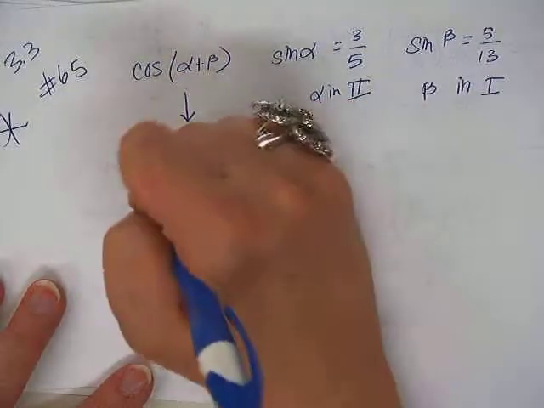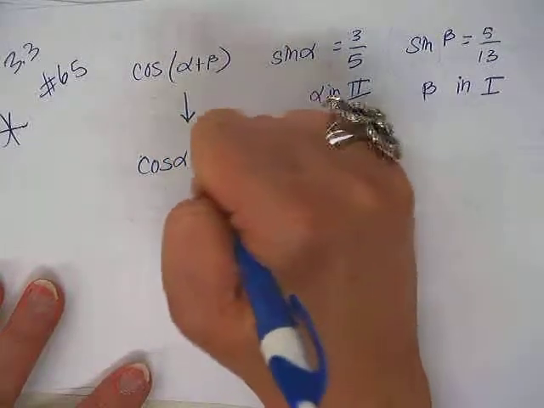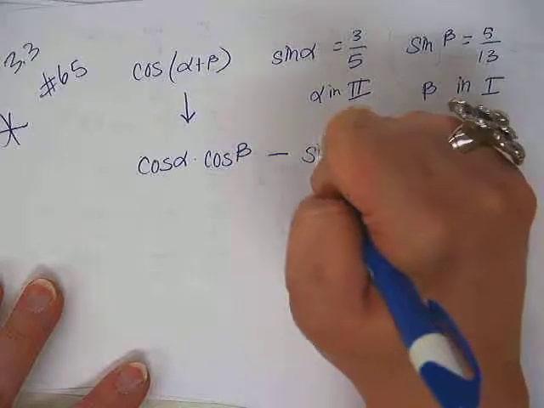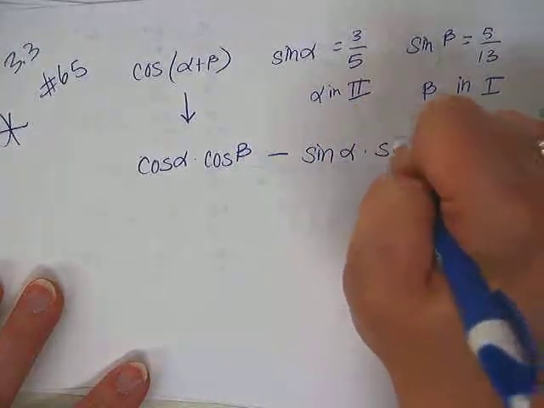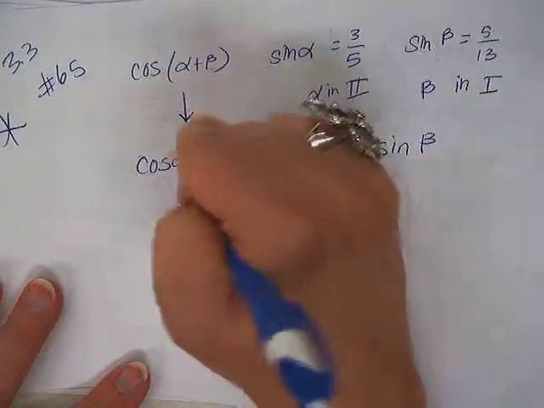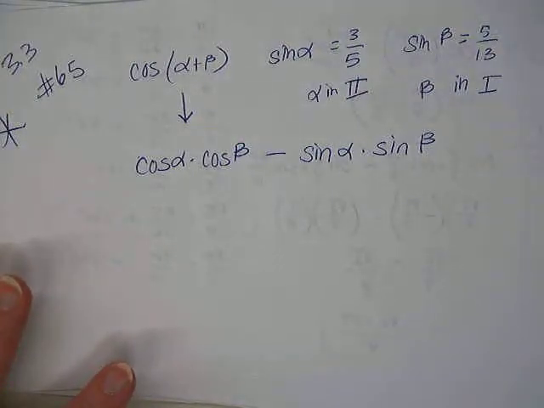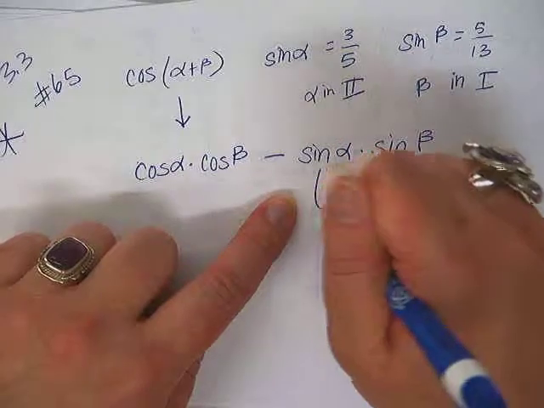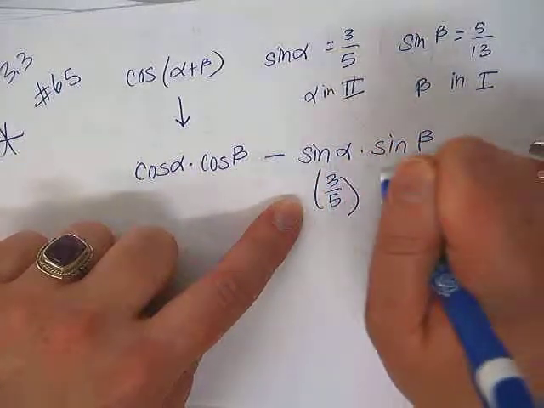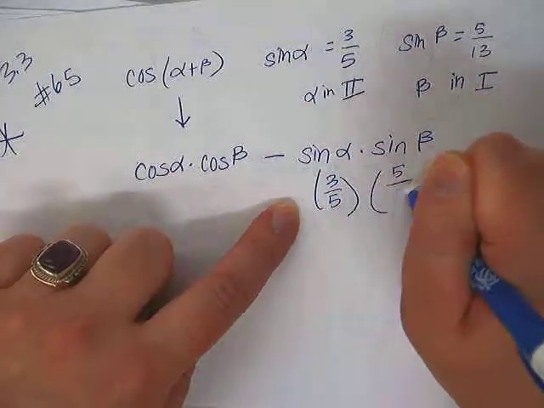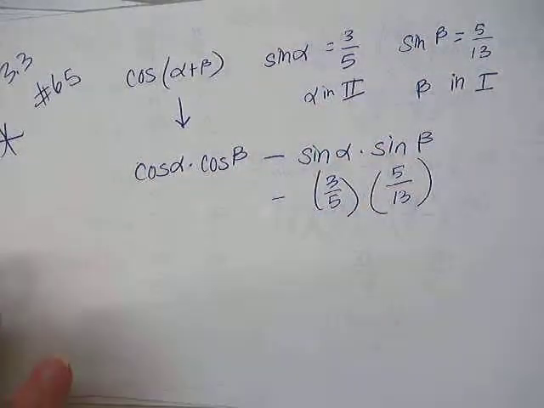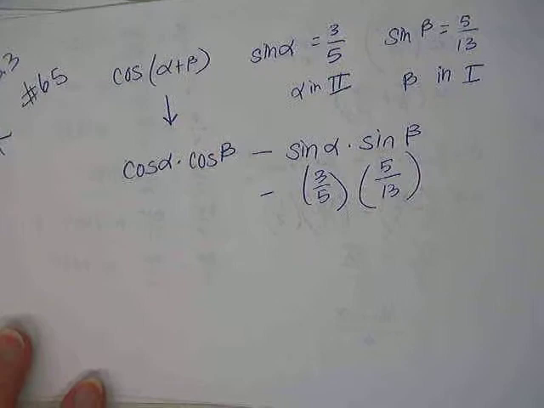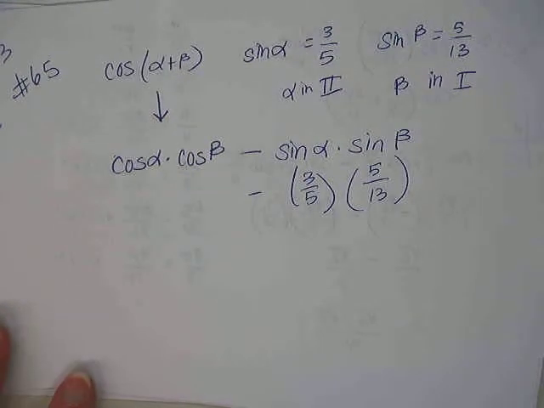Okay, so cosine alpha plus beta would mean cosine alpha times cosine beta minus sine alpha times sine beta. Right? So then we know sine alpha is 3/5 and we know sine beta is 5/13, but we're missing two important details. So how do we get those?